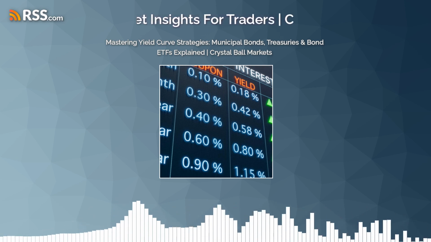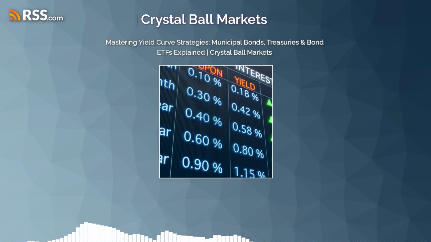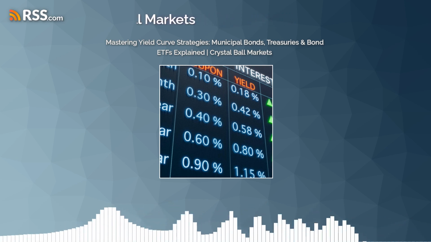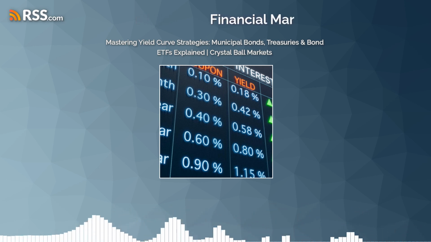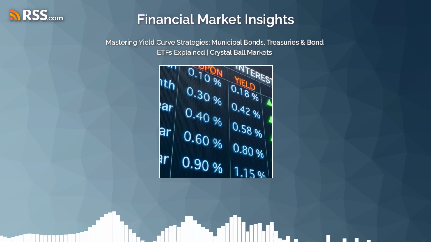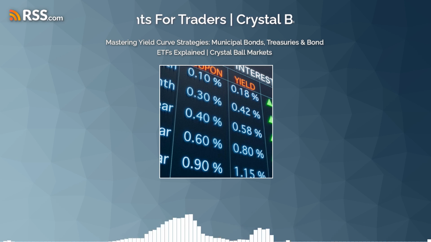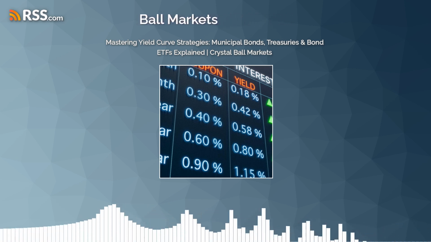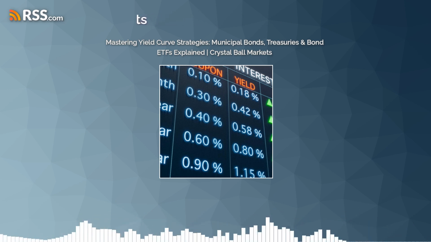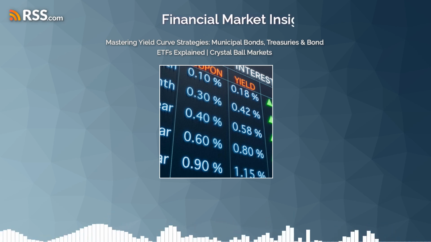Now, I know bonds might not sound as exciting as trading tech stocks or crypto, but here's the truth. Bonds are the backbone of long-term wealth building. They provide stability, predictable income, and protection against volatility. And if you understand how to position yourself along the yield curve and how to choose between munis, treasuries, and ETFs, you can make them work a lot harder for you. So, grab your coffee, sit back, and let's break this down step by step.